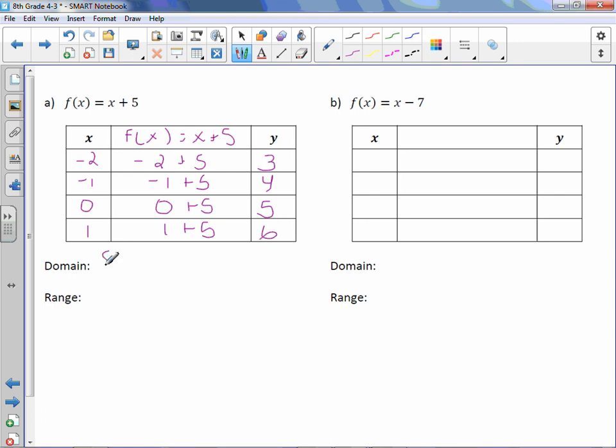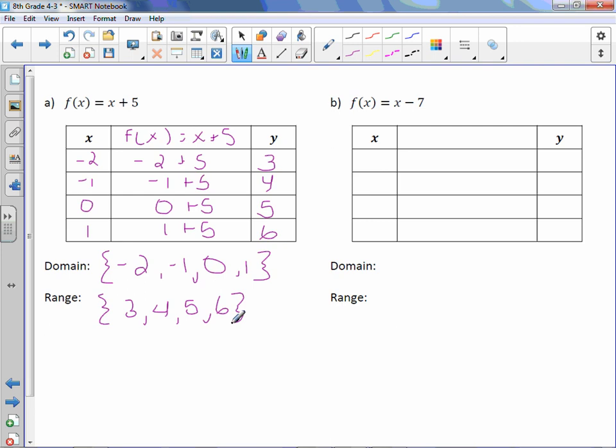So our domain, remember, are your x values. Since we used a table, we can use the x values from our table: -2, -1, 0, and 1. And our range, or y values, 3, 4, 5, and 6.